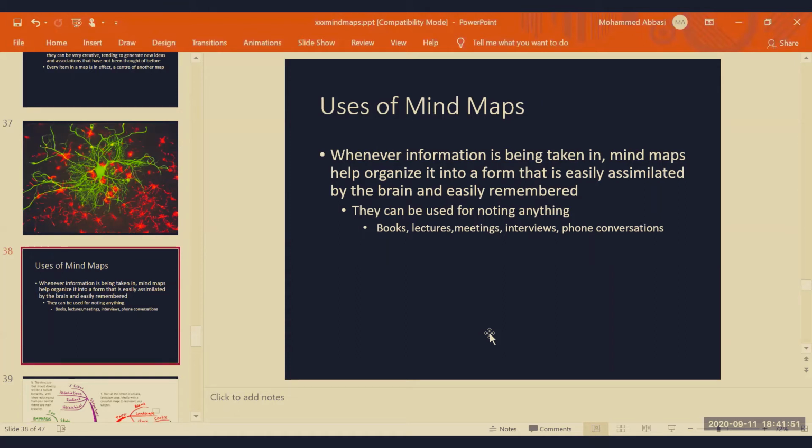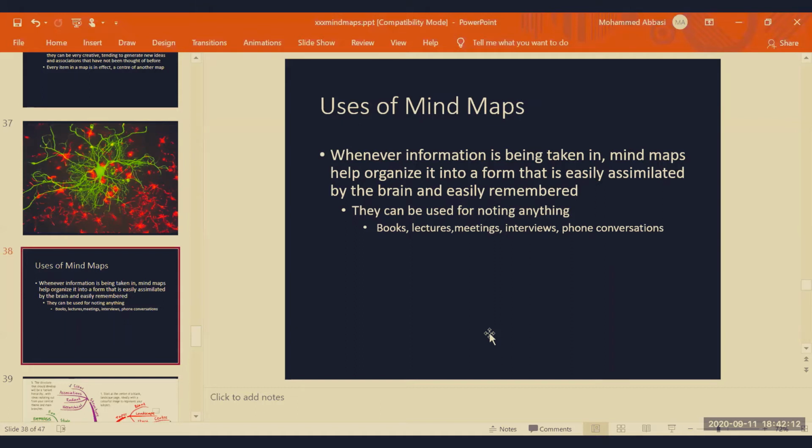Now, use of mind maps. Whenever information is being taken in, mind maps help organize it and form it into a form that is easily assimilated by the brain, and it is easily remembered. Mind maps can be used for a lot of things, but you can use it, for example, to remember books.